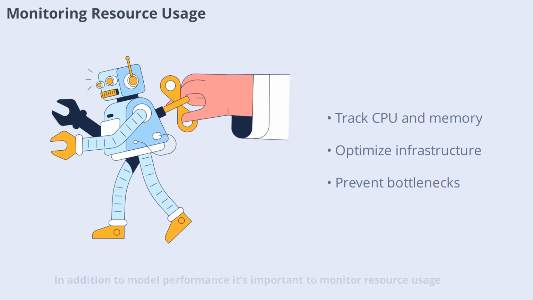In addition to model performance, it's important to monitor resource usage, such as CPU, memory, and storage. Resource constraints can impact model responsiveness and scalability. By tracking usage patterns, you can optimize infrastructure, prevent bottlenecks, and ensure a seamless user experience.